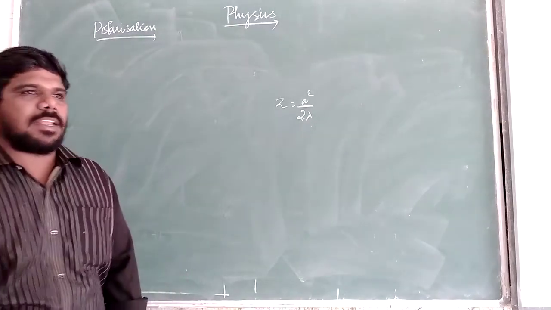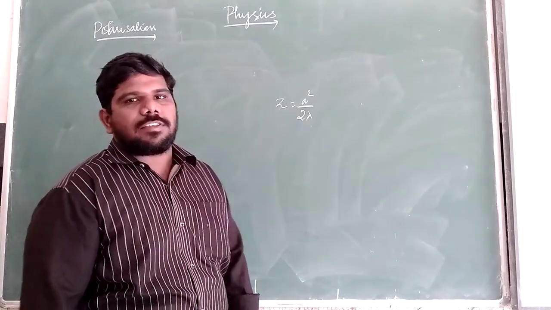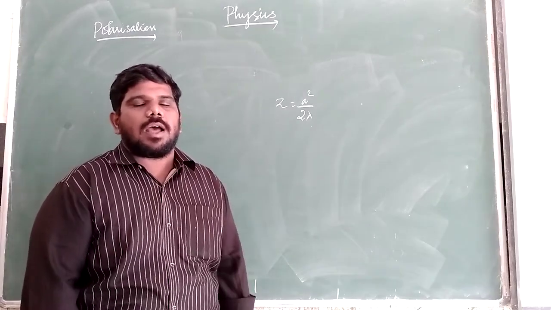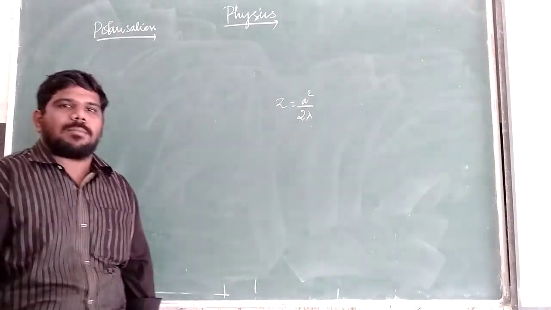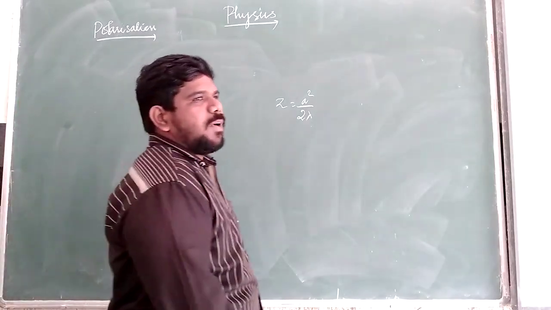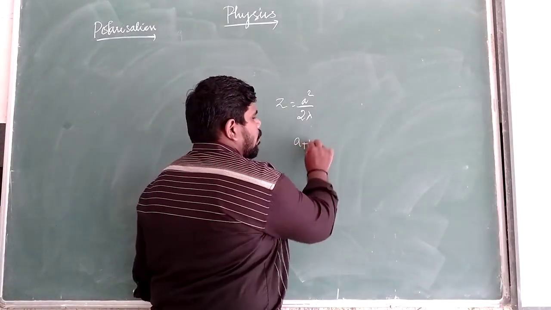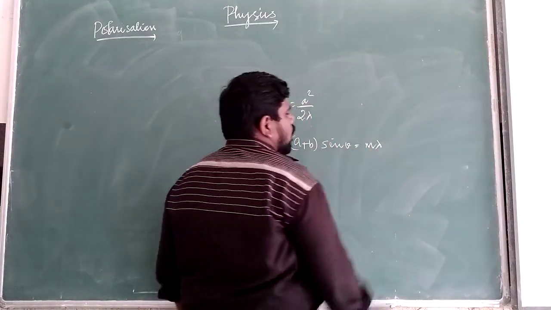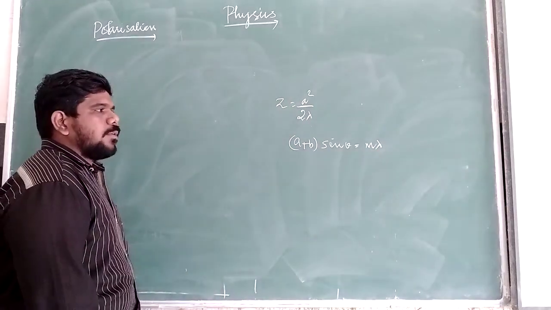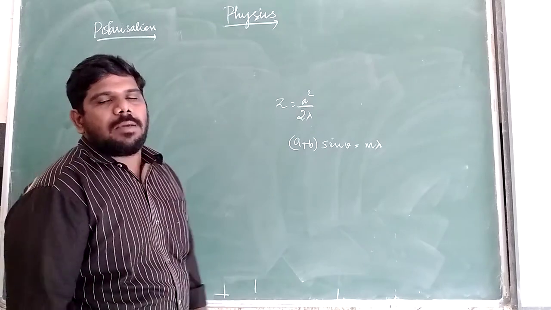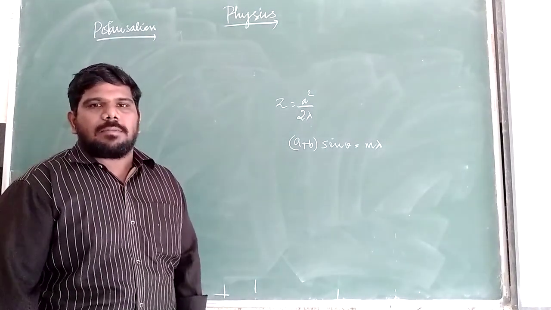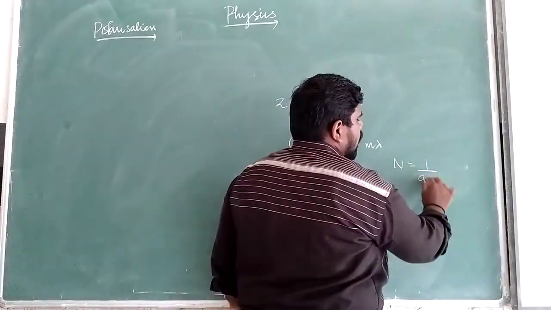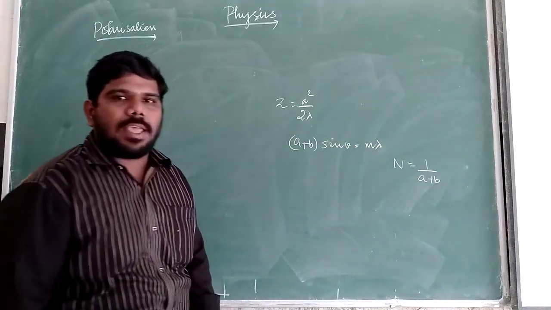So what is the grating? A grating is a transparent material in which a large number of opaque rulings are made by a diamond pointer. From that we find the path difference: (a + b) sin theta is equal to m lambda. Then we say that N is the number of lines per unit centimeter, so N is equal to 1 by (a + b).